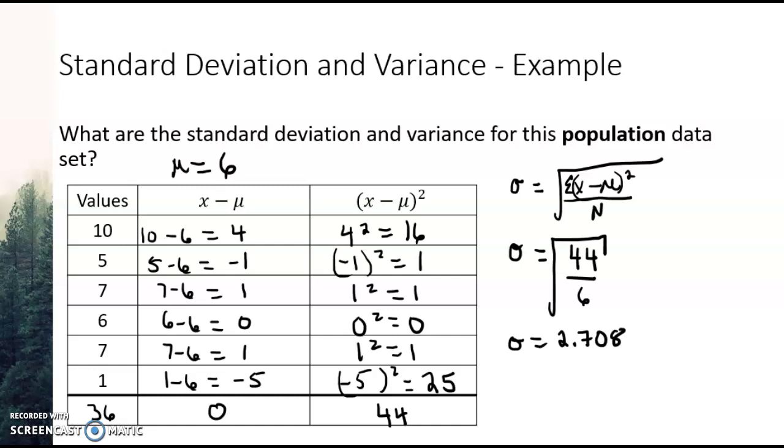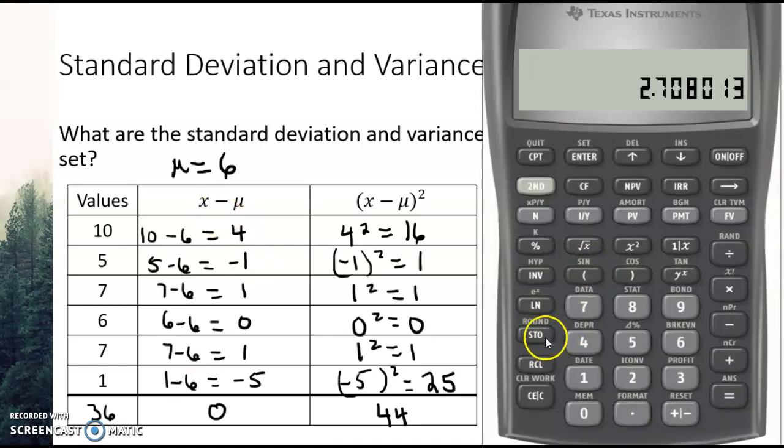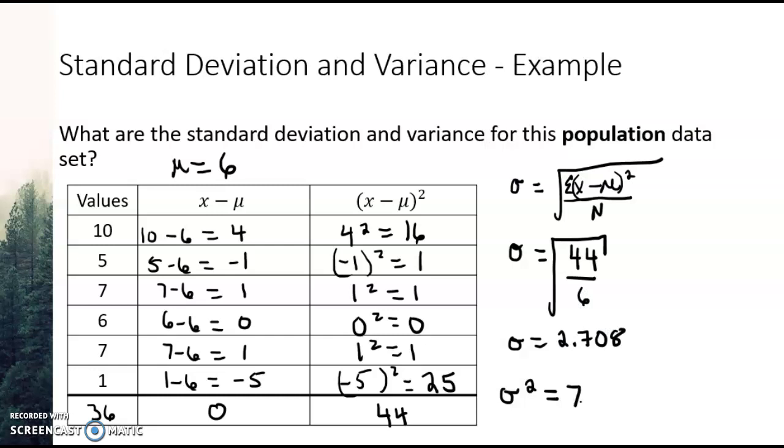If you want what's called the variance instead, the variance is just the standard deviation squared, or the number that's inside of this square root, the 44 over 6. That's the variance. It's the number before taking the square root, 7.33333. So that is how you calculate the standard deviation and the variance for population level data. This is the formula that you use.